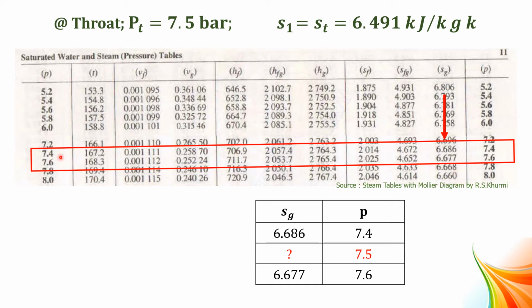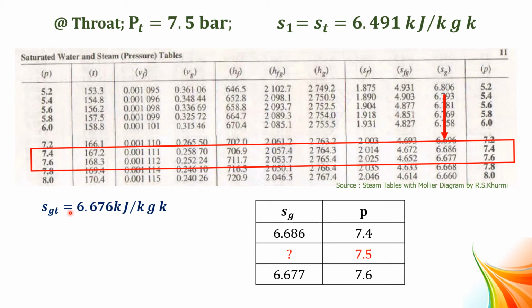See here, this is the pressure 7.4 bar. The Sg value is 6.686. Pressure 7.6 bar, Sg value is 6.677. We have to find out the value corresponding to 7.5 bar. So we know two values, so we can use interpolation for finding the unknown Sg value. So the Sg value equal to 6.676 kilojoule per kilogram Kelvin.